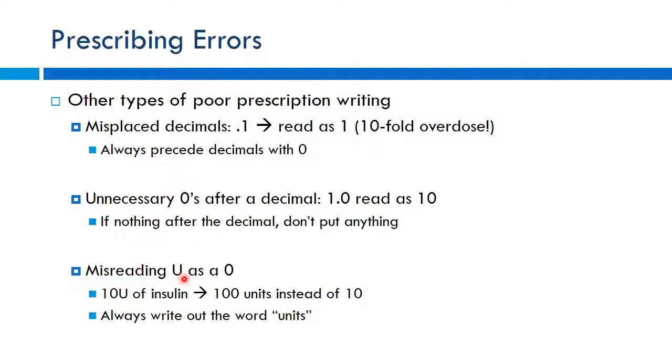Other things, misreading U as a 0. So again, you may think this seems pretty obvious when you're reading it typed out electronically. If you're actually looking at handwriting, you can see how these can be screwed up. For instance, if you're writing for 10 U of insulin, insulin's usually dosed in units, that can be misread as 100. Okay, that's a big overdose of insulin that can kill someone very easily if they accidentally got that. So this is why we always like to write out certain things like units. So you never write for 10 U of something, you write for 10 units of something.